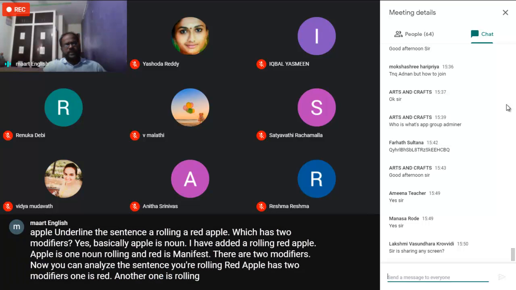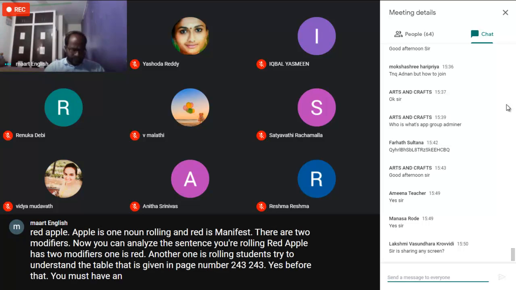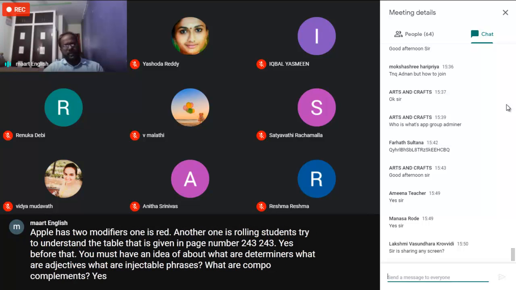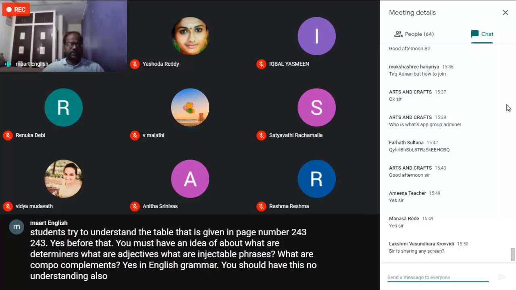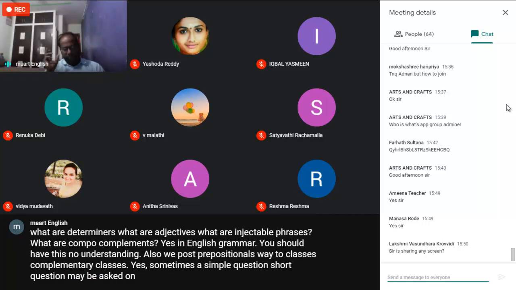Students, try to understand the table given on page number 243. Before that, you must have an idea of what determiners, adjectives, adjectival phrases and complements are. In English grammar, you should also understand prepositionals, relative clauses, and complementary clauses. Sometimes a short question may be asked: write a short note on modifiers.